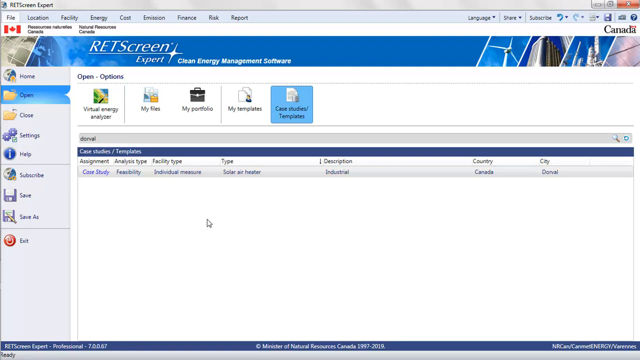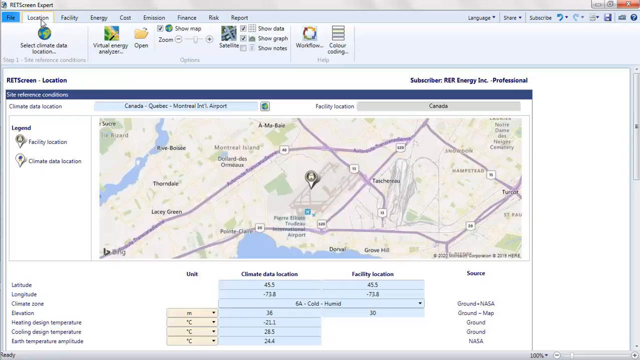We want to evaluate the benefits of not just solar air heating, but also reduced heat losses from the walls and ceilings due to the solar air heating system, and destratification, that is, a reduction in the accumulation of hot air near the ceiling where it is not useful. I've set the location already to the Montreal International Airport, which is very close to where this building is located.